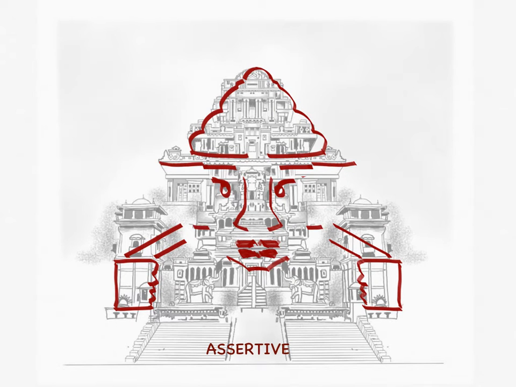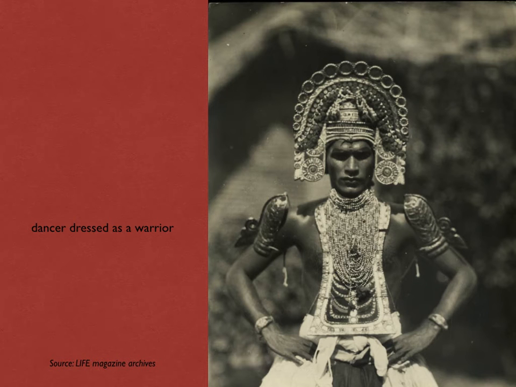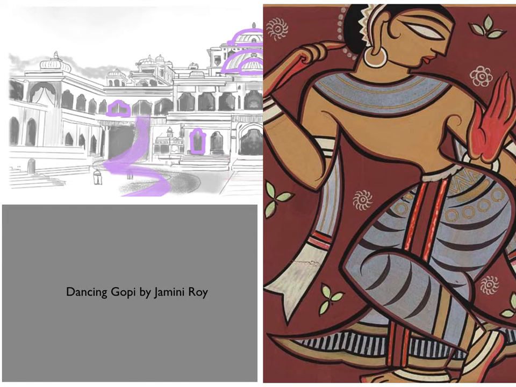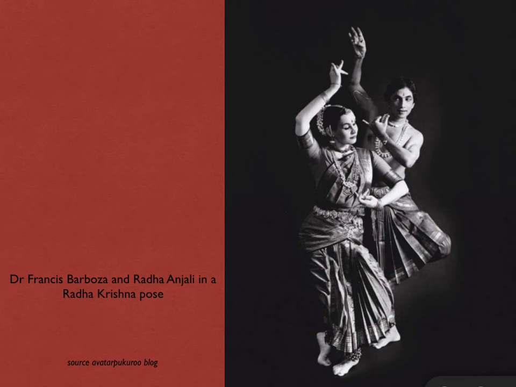Building facades sometimes imitate faces. In this case, the assertive body language of a warrior. Soft lines on the facade of Kuntala Palace. An element of playfulness introduced by the plantings. These are typical of artwork representing romance. For example, Jaumini Roy's painting of the dancing gopi. Bharatanatyam dancers showing Radha and Krishna.